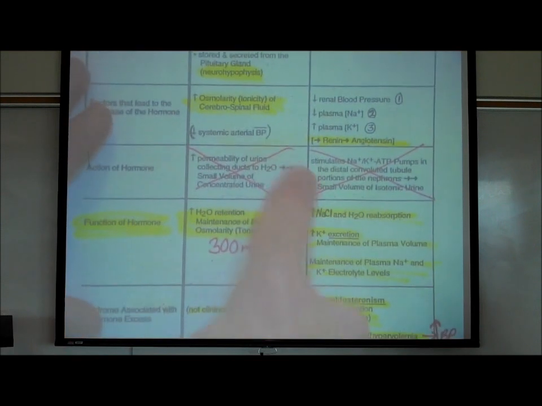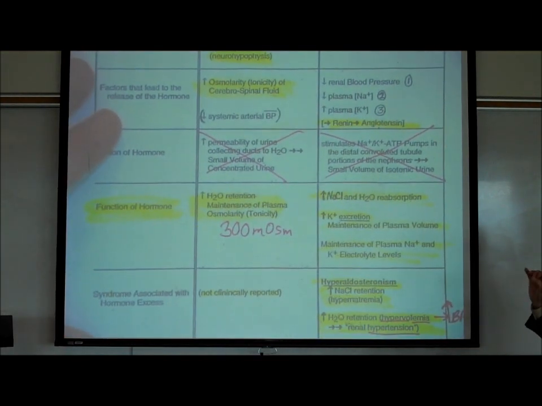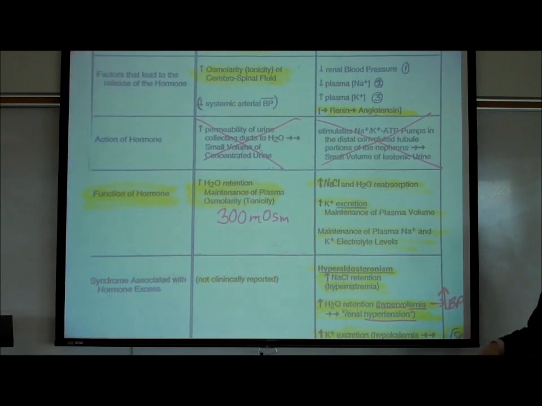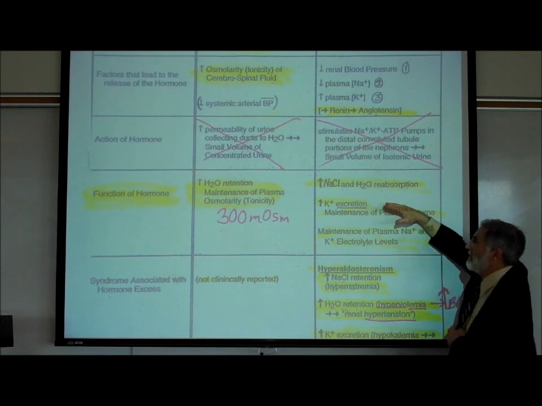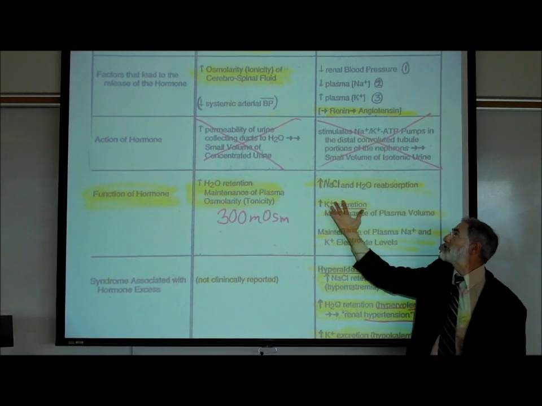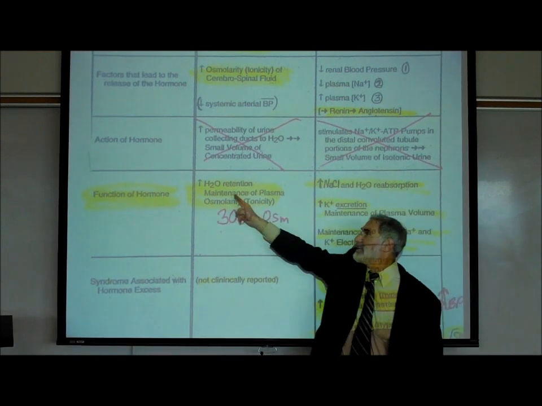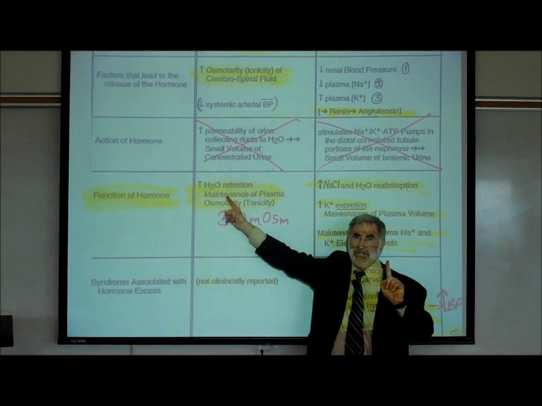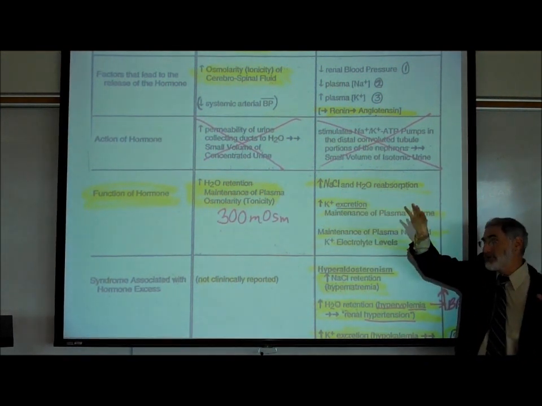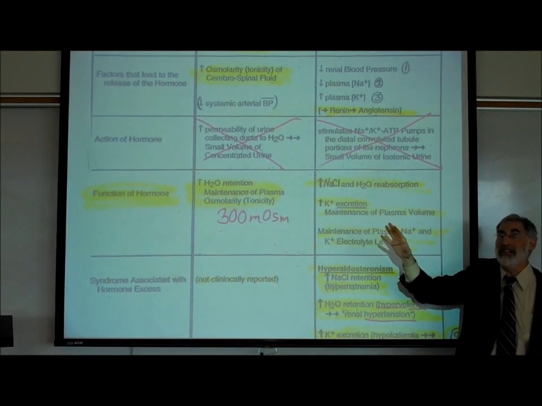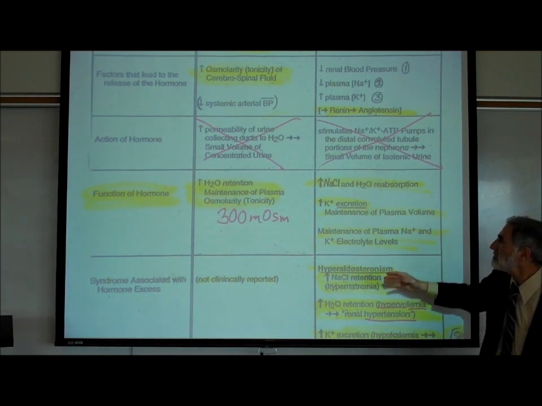Again, we haven't covered the kidney, so we're not going to deal with the specific physiological mechanism of how it works. But the function of the renin-angiotensin-aldosterone reflex is to increase salt and water reabsorption or retention. Notice ADH only increased water retention, so that's going to affect tonicity. If you retain both salt and water, that's not affecting tonicity.